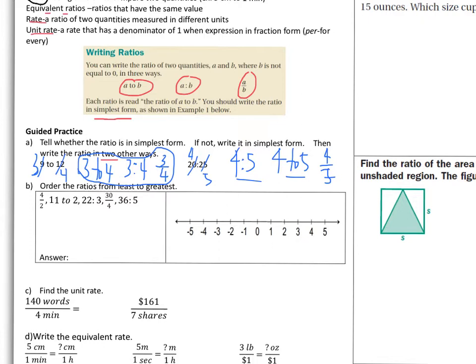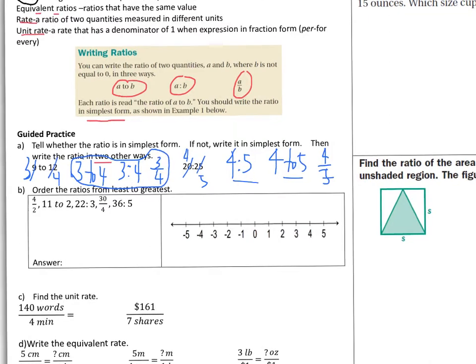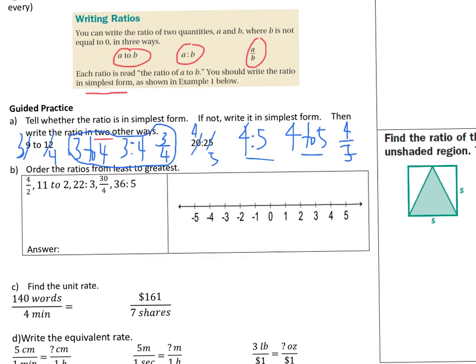Part B. Order the ratios from least to greatest. Okay, I'm going to use a number line to help me. You are not required to use a number line. It's easier for me to show you using a number line. Okay. I need to make this line longer because I have fractions that will go beyond 5, or I mean ratios. Okay, so 4 over 2 would just be 2.